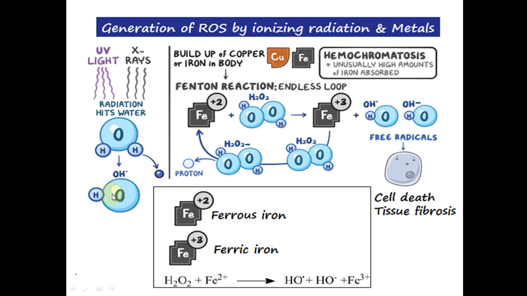Similarly, metals like copper and iron, particularly in conditions known as hemochromatosis, where there is a buildup of excess iron in the body, undergo Fenton reactions in which ferrous iron is converted into ferric iron along with the generation of hydroxyl free radicals, and these hydroxyl free radicals damage the cells through lipid peroxidation, protein modifications, and DNA damage.